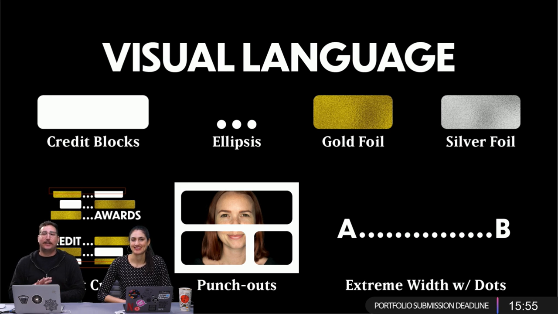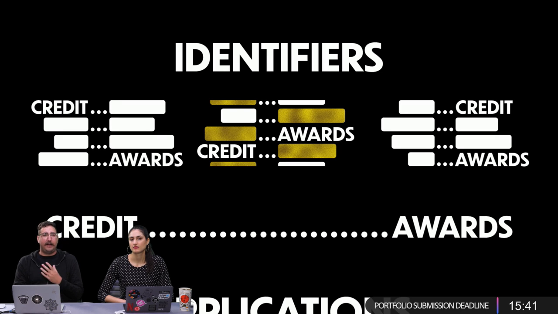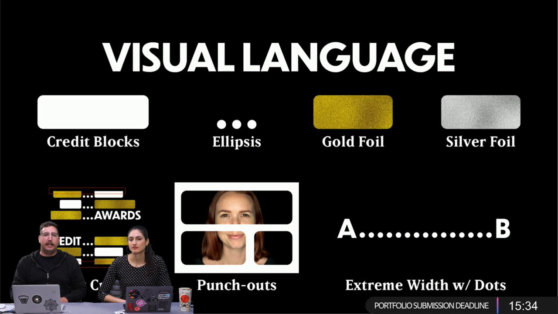An ellipsis, my goodness. Gold foil texture, silver foil texture. Punch outs, which is using those credit blocks to punch out photos. And then we're playing with the extreme width with those dots. We saw it here when we were building out that identifier, that hopefully any two words could be there and people would think about the credit awards because of that element of the extreme width. And really what we're doing here is creating mental checkpoints for people so that they won't need to see a logo. They'll be able to see any of these elements used together and they'll know, oh, this is a visual language, right? Much like, we'll trace this back to ancient Egypt. You see something carved that looks like a hieroglyphic, you think back to ancient Egypt. We want to create that for our viewers and for our clients, that when you see these elements used together, it's a visual language that we're creating for this brand.